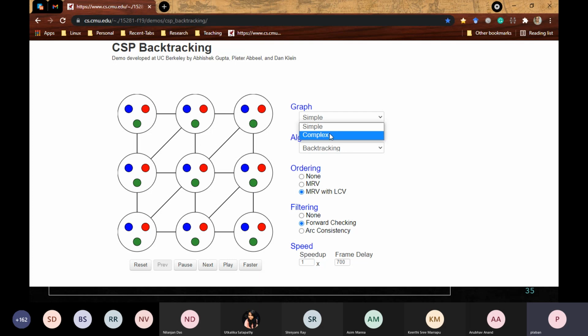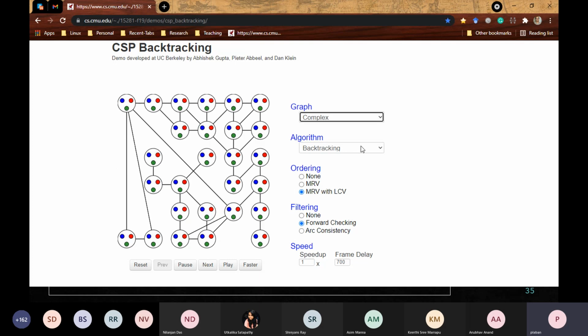Okay, so let us take a complex graph so that we can see the beauty of arc consistency with respect to forward checking. So we'll be using backtracking. We have not really discussed ordering, so let us keep the ordering. And let's first check with forward checking. So look at it carefully. First, we'll be assigning a value to this variable. So we have assigned, say, blue.